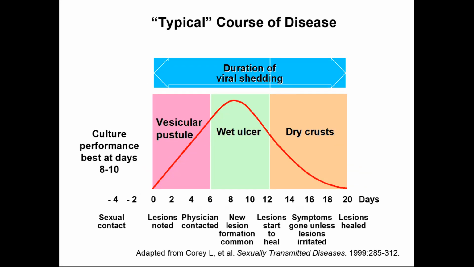Another busy slide showing the typical course of a primary infection. The main thing I want to point out here is that the best days for culture performance are the 8 to 10 day range when the ulcer is in the wet form. And another thing to point out from this slide is that during this whole process, you can have virus being shed from the lesion, no matter if it's in the pustule form or the dry crust form.